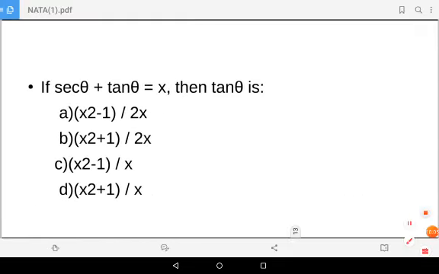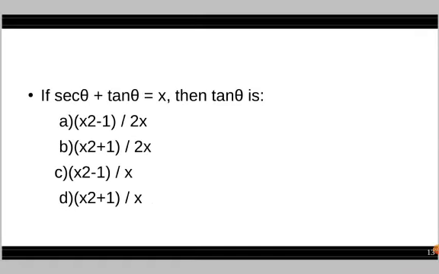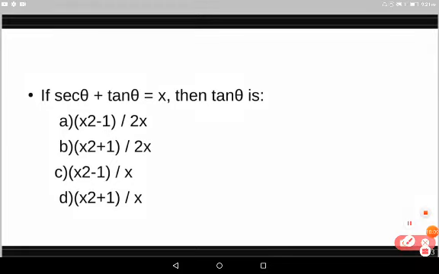Okay, and this is the next question, and this is x square. Okay, and these all are x square. This is 2x itself. Now sec theta plus tan theta is equal to x, then tan theta is? I will give you a hint. Okay, make any of these in terms of either sec or tan and then find the answer.